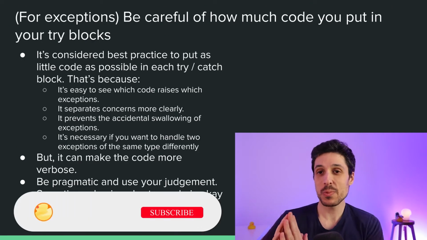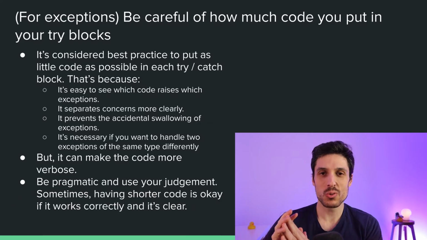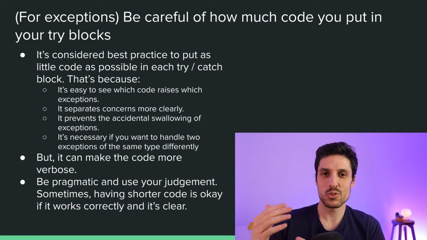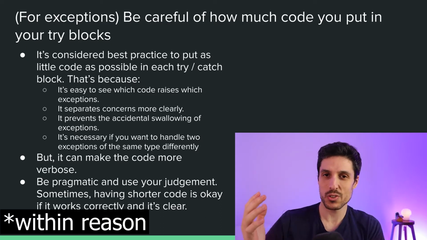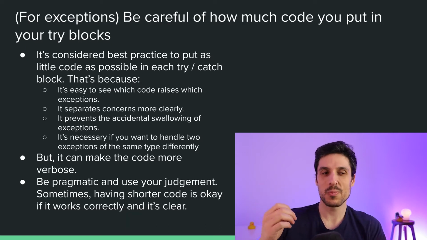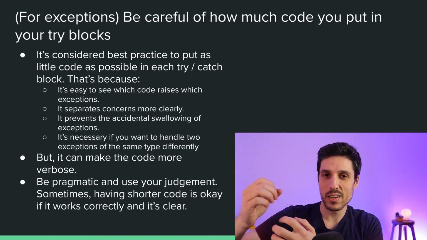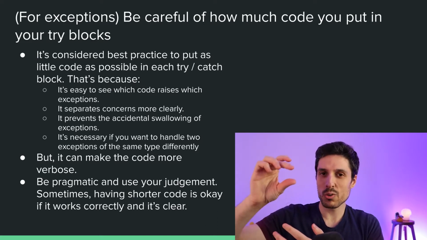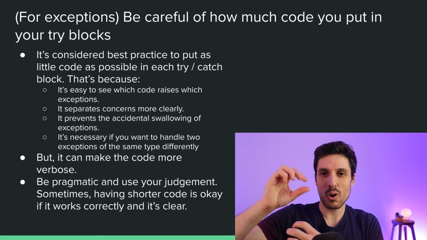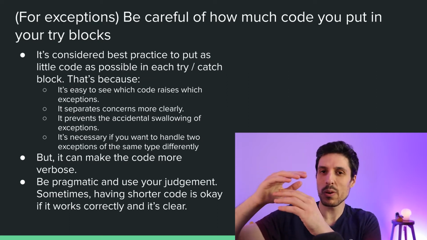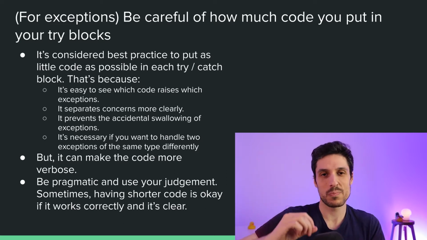All right, next we have a point that's exclusive to exceptions, and that is be careful of how much code you put in your try catch blocks. So generally, it's considered best practice to put as little code in your try blocks as possible. So that means that, whereas before you might have had one big try block with, say, 15 lines of code in there, you probably want to take the code that is not going to throw exceptions outside of the try block. And for code in the try block that can throw exceptions, you probably want to separate it into different try blocks. So you might end up with three try blocks instead of one.